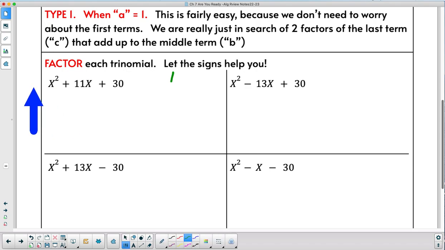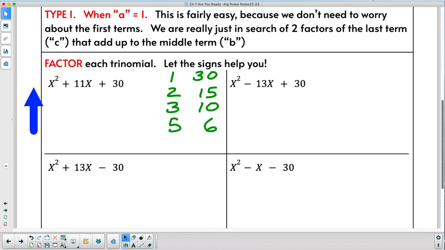I've got 1 and 30 multiplied to be 30. I've got 2 and 15 multiplied to be 30. 3 and 10 multiplied to be 30, and 5 and 6. All these are possible factors that will multiply to be 30. That'll make our final thing. Our middle term is made by a combination of either adding or subtracting the two factors that make 30.